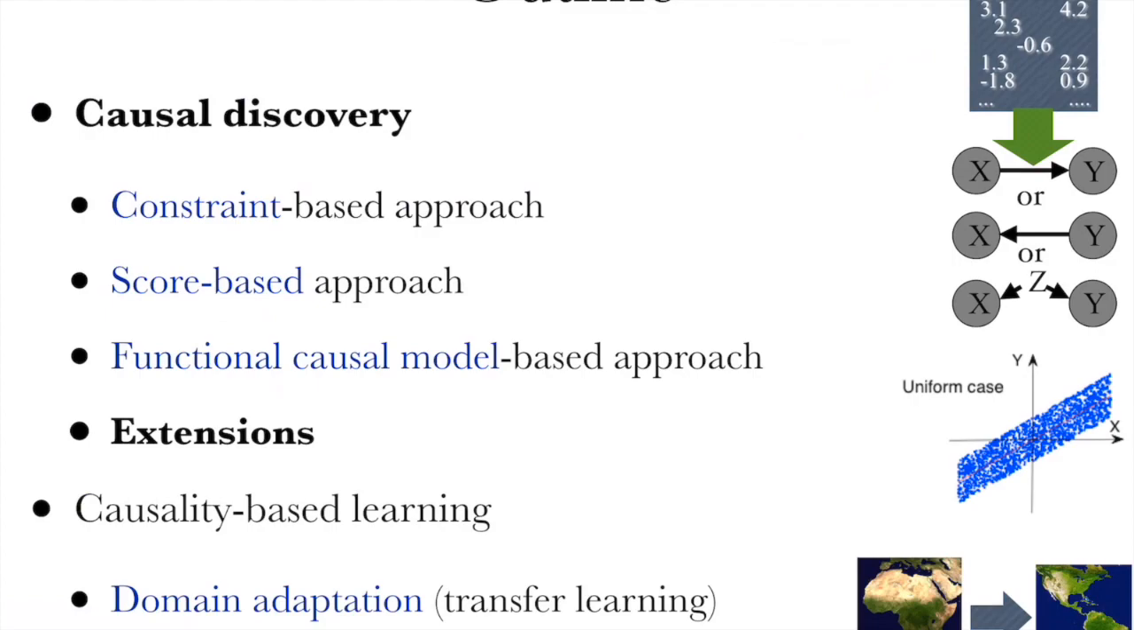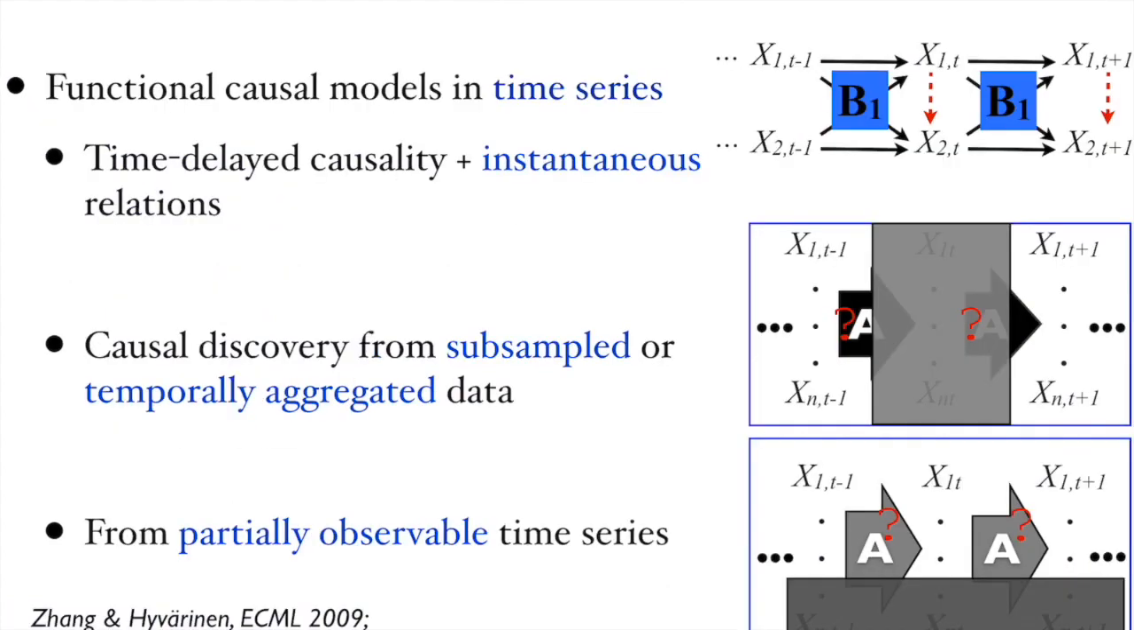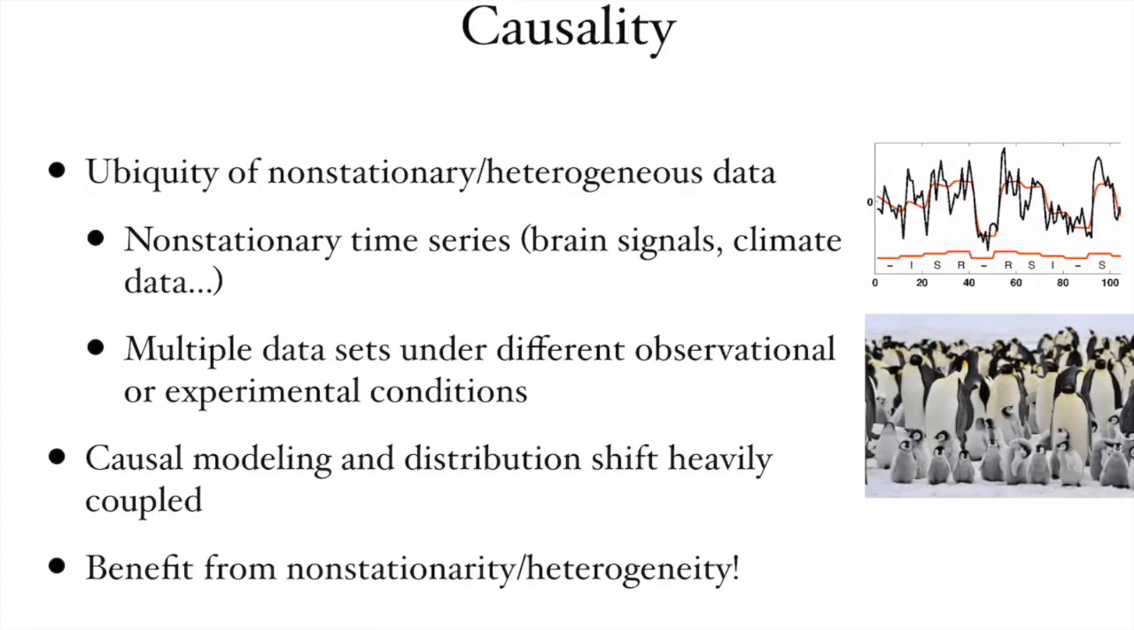Okay, so an extension is time series. You can deal with time series. Causality in time series is a traditional problem. By making use of functional causal models, especially linear non-Gaussian models, you can find much finer causal relations from data, including instantaneous relations, and causal discovery from subsampled or aggregated data, or even from partially observed processes. Okay? And also, you want to deal with non-stationary or heterogeneous data.